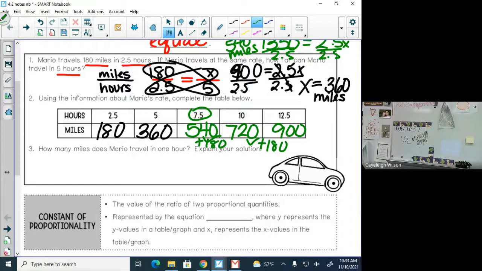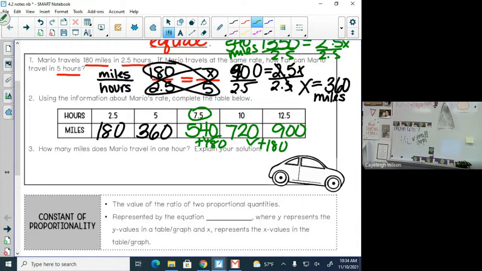Now, the question is, how many miles does he go in 1 hour? And there's a couple different ways to find this. First way that you can find it is what we've been doing the past few days. You can set up a proportion and do your 180 over 2.5 equals x over 1. Or, Seamus, is there another way that you found it? You can just divide 180 by 2.5. Yep. Or you could just divide the miles by the hours.